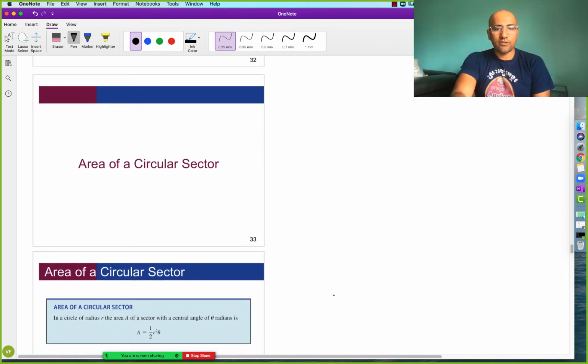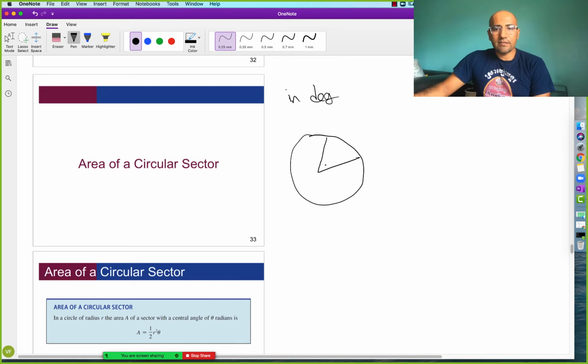Area of a circular section. We're going to do the same thing as before, kind of reason our way through it real quick. So in degrees, if we have a pizza, here's our big pizza, and we want to find the area of a slice, right? We want to find this area. What is that area? Given that we know r and we know theta, some angle theta in there. Okay, so what we want to do is think about the area of an entire circle. Remember that the area of a circle is pi r squared.